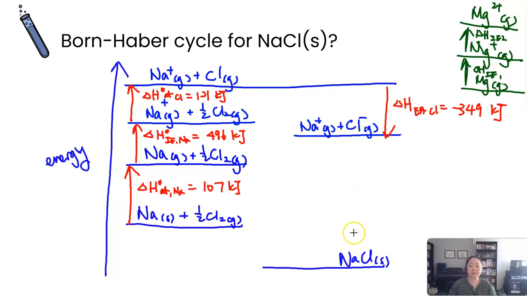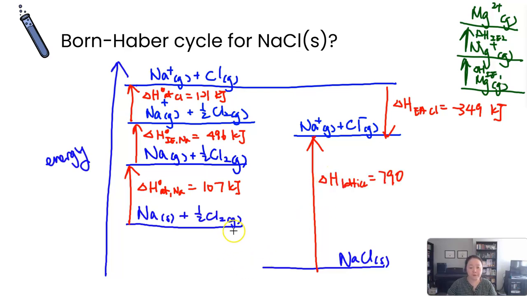Now the last piece here in terms of the steps that we're looking at is that lattice enthalpy. Now by definition, lattice enthalpy is going to be going that way. You're going from the solid ionic compound, 1 mole of it, and you're breaking it up into its ions in gaseous form. And so the lattice enthalpy goes in here.